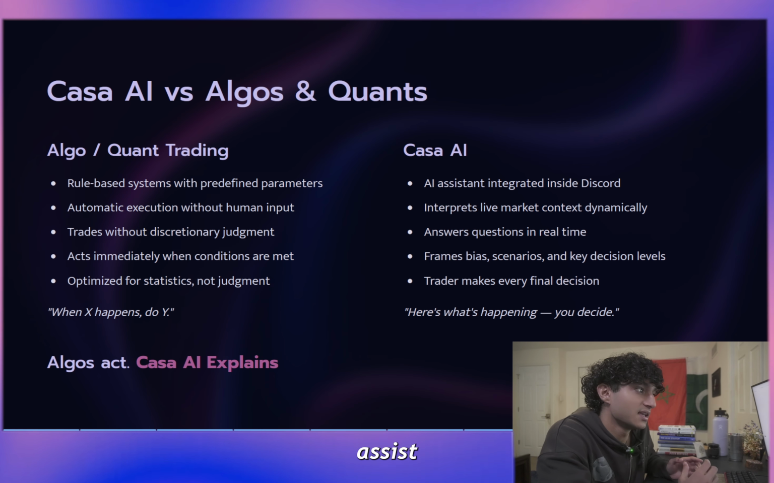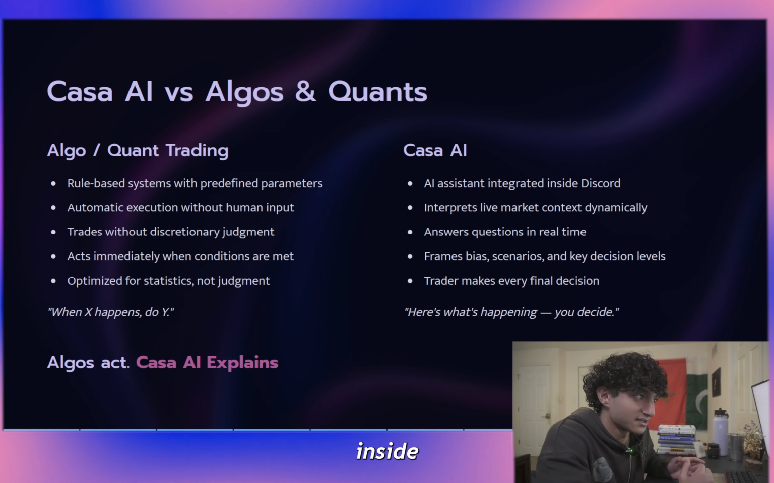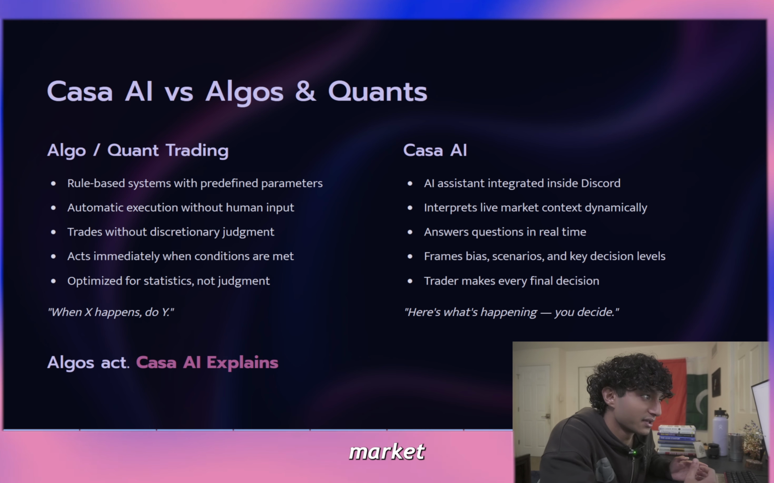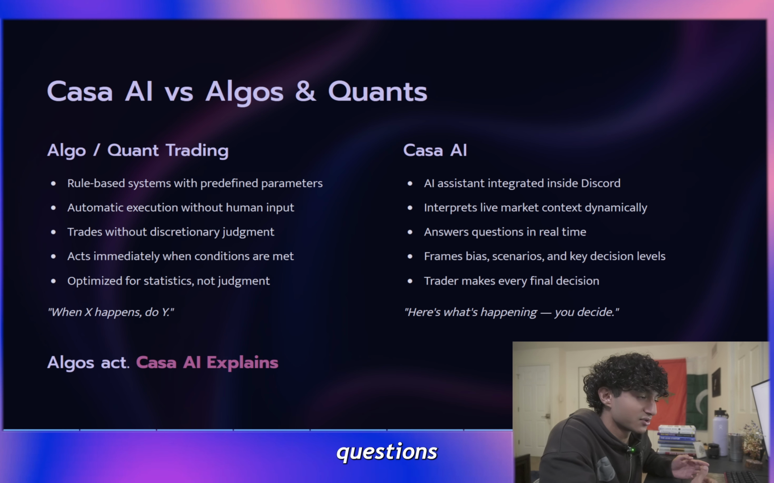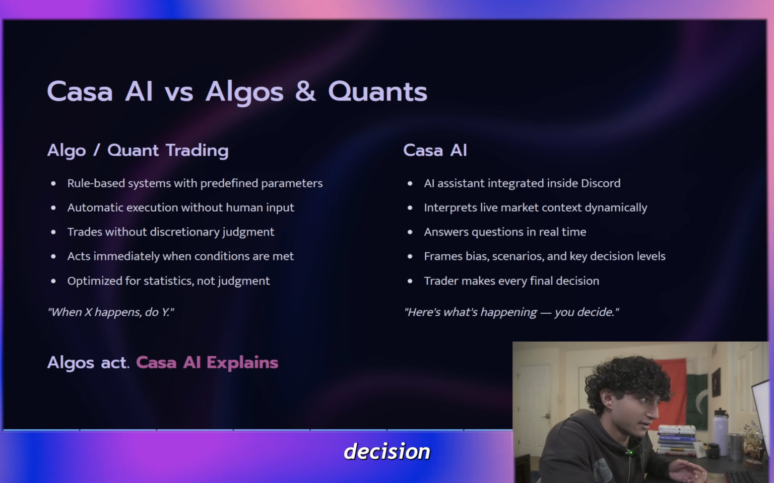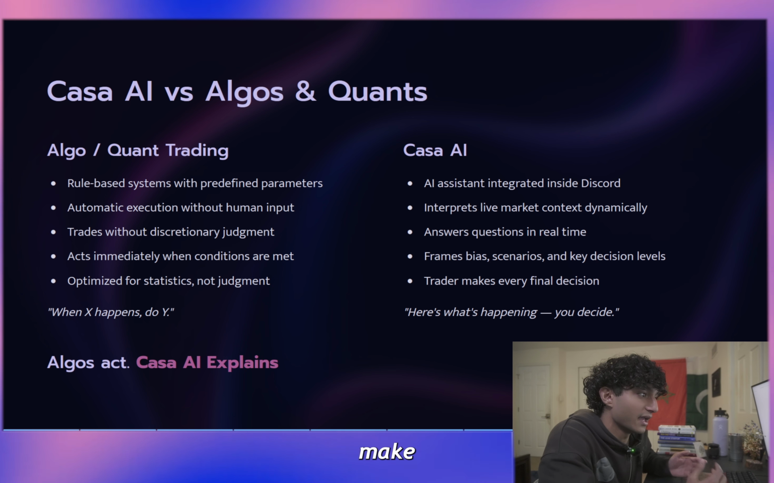AI assists: the AI assistant is integrated inside Discord, and every single trader has Discord open. It interprets live market context dynamically. It answers questions in real time. With its own database, it frames bias scenarios and key decision levels. Traders make every final decision. Again, here's what's happening and you decide.